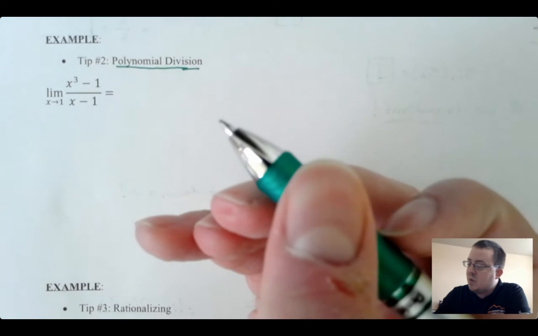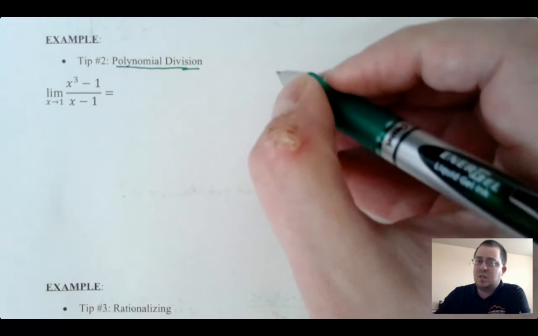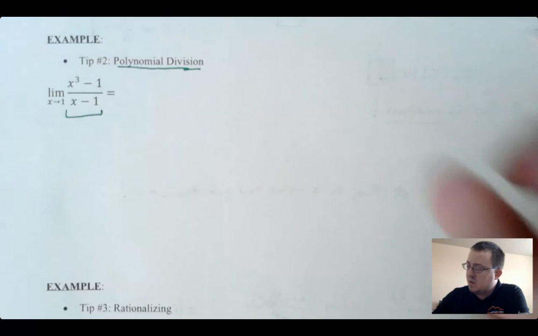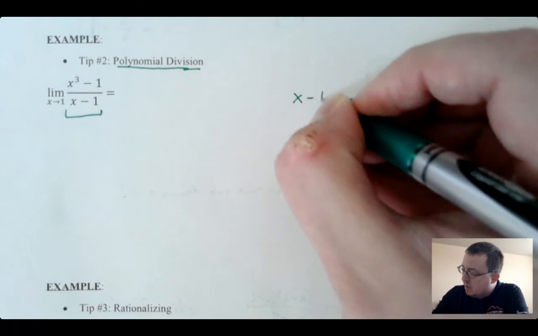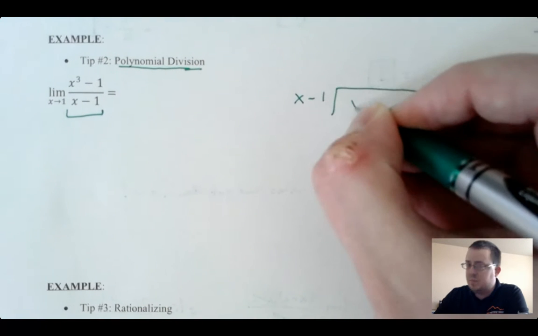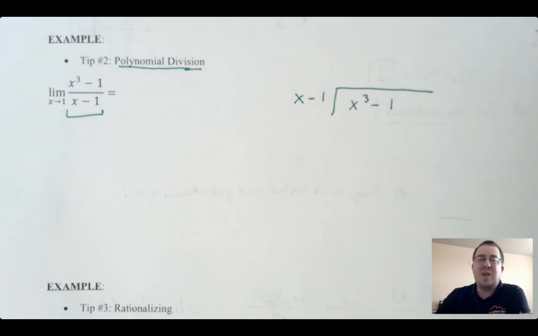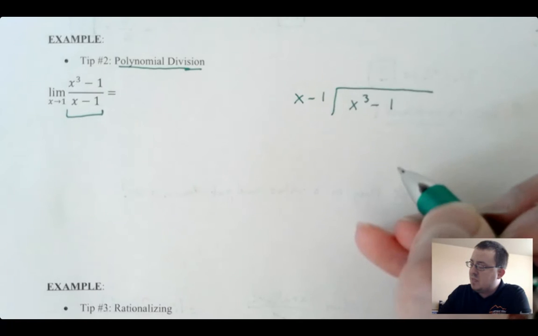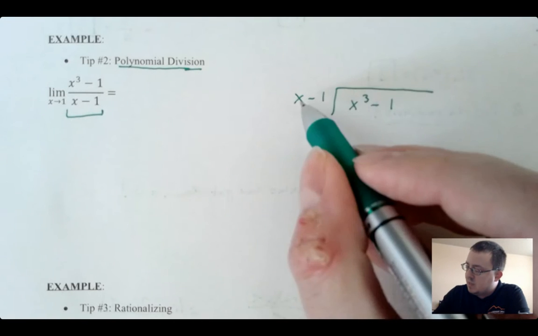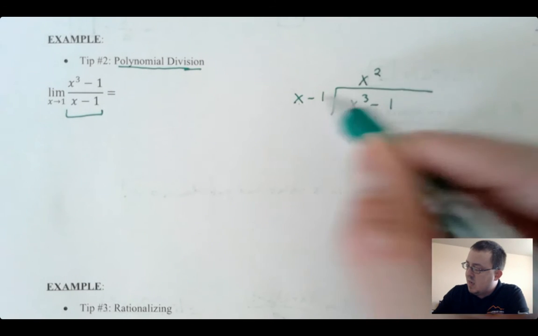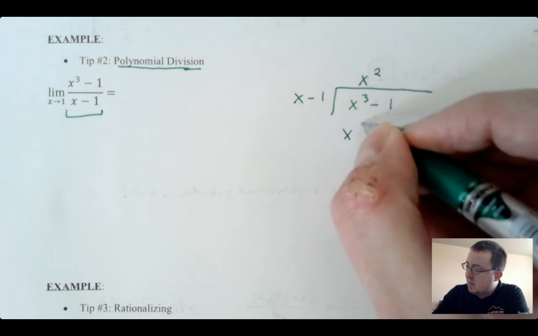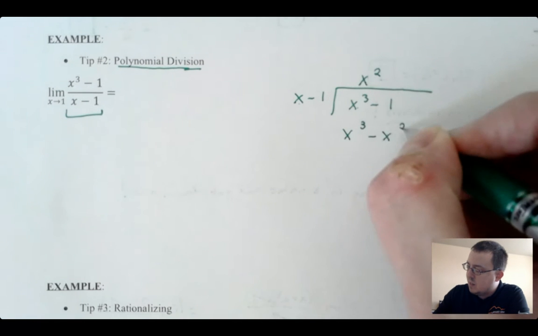So what I need to do, though, is actually divide out this polynomial. So I'm going to use polynomial long division here. X minus 1, x cubed minus 1. I wanted to actually divide this out and see what I get. So polynomial long division, what times x would give me x cubed? Well, that's x squared. X squared times x minus 1 is x cubed minus x squared, and I subtract.